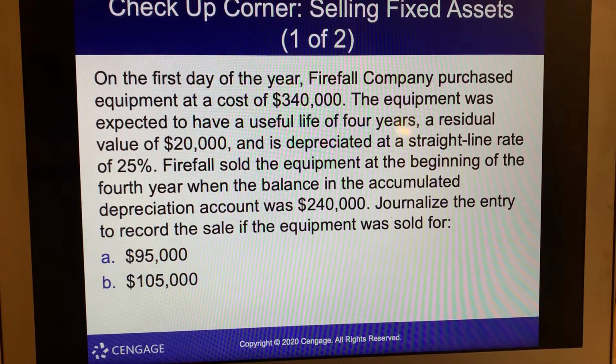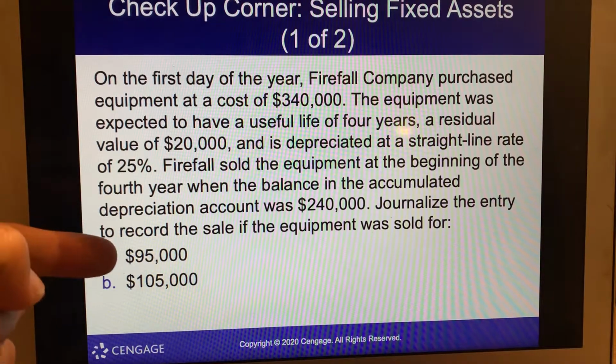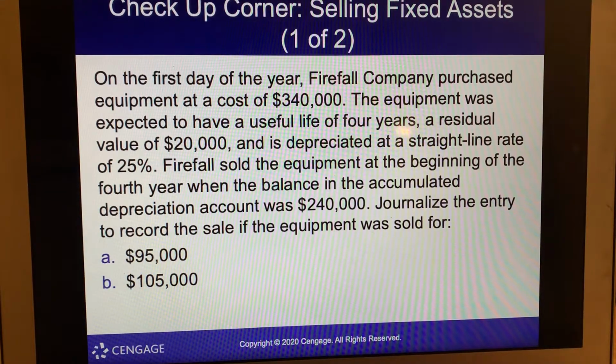So here's another example. Let's see, 9,500 is A, and then we sold it for 105,000. So let's take a look at this. This is the same piece of equipment we had earlier. That was 340,000. Book value is 320,000 is what we're looking at. Depreciation is 25%. So accumulated depreciation was 240,000. So we'll go through and sell this equipment under two scenarios: if we have a loss and if we have a gain.